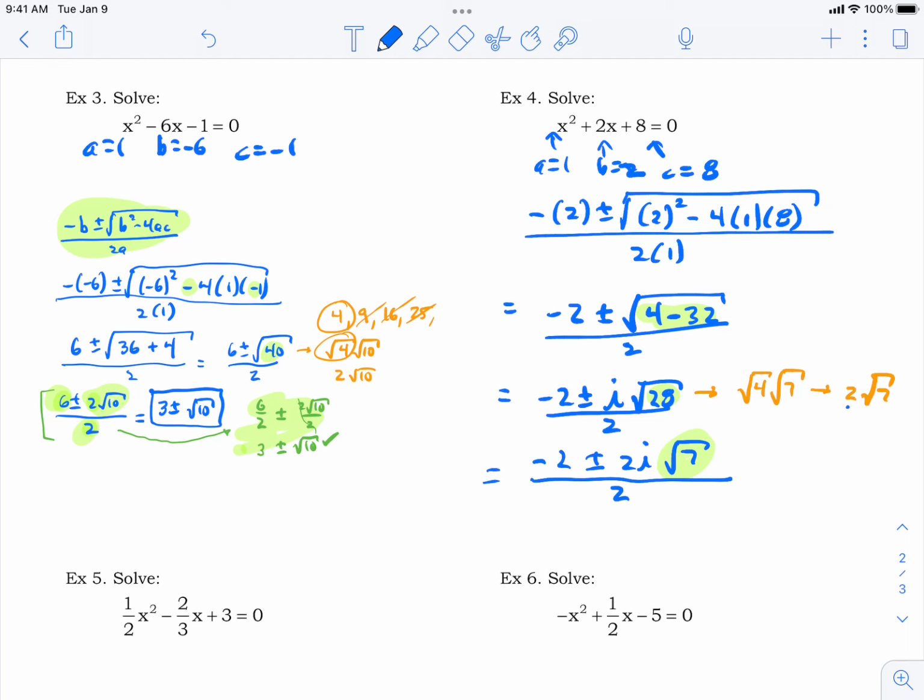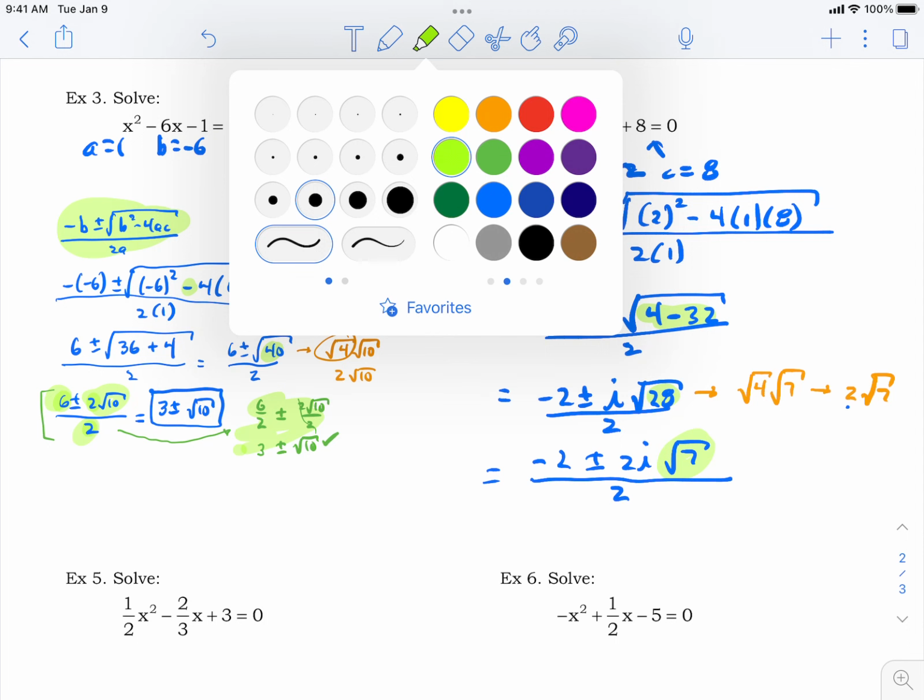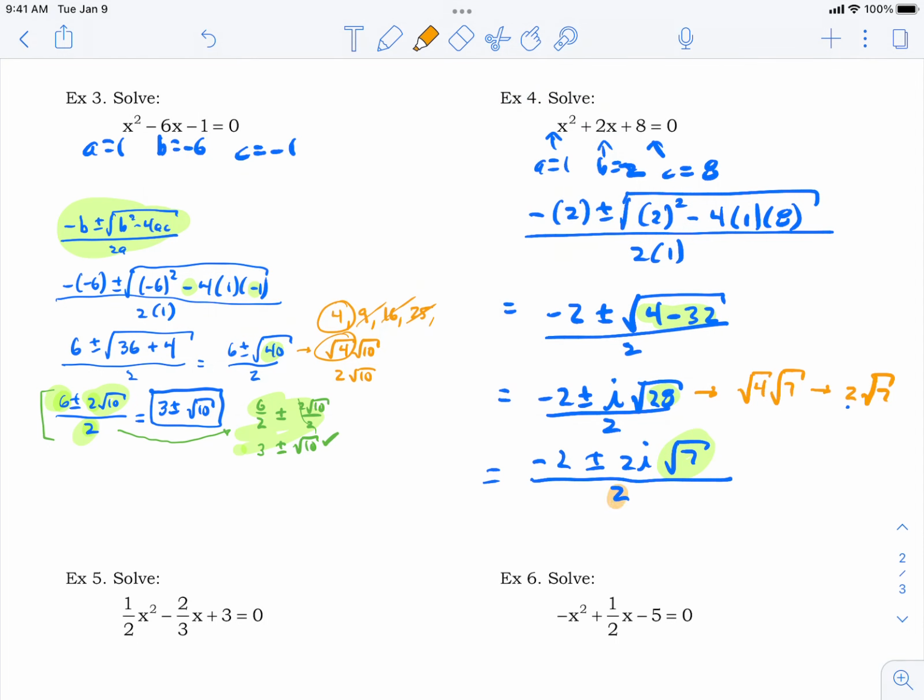Hey, and we have a perfect example of the old cancel in 3 zones trick. Let's get a different color here. I can cancel the 2 because I'm canceling it not just here, but also here. If you can cancel everywhere, then it's safe to cancel. So that's going to become a negative 1, plus or minus 1i radical 7. And then that's all over 1, and I don't have to write all over 1. I can just leave it like this. Cool beans. Those are some nice solutions. Straight line solutions. You gotta like the straight line solutions.